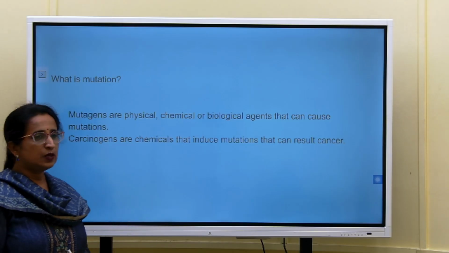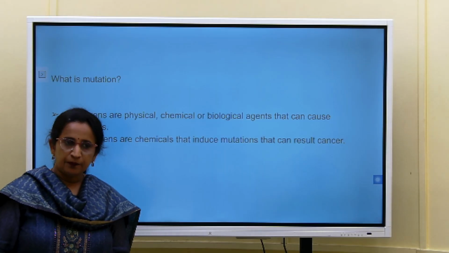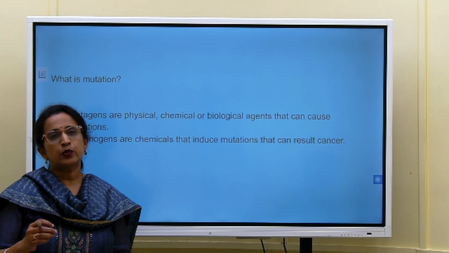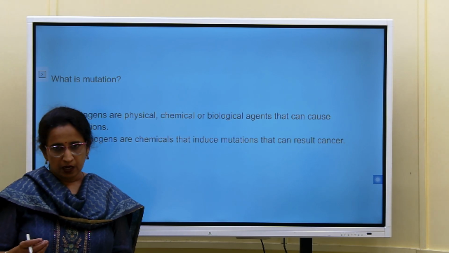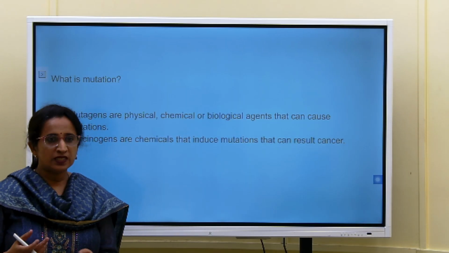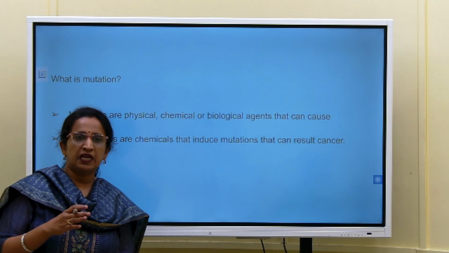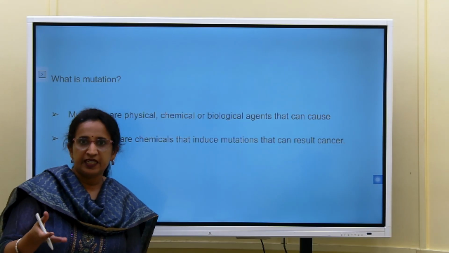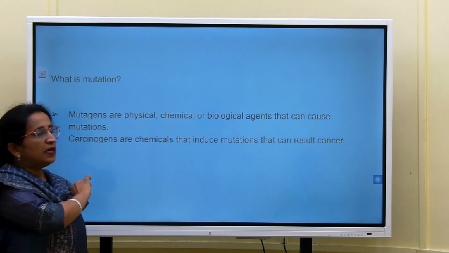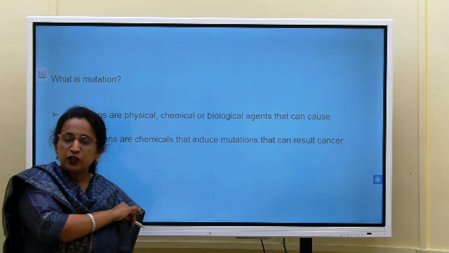Now first let us see what a mutation is. A mutation is a permanent inheritable change in the genetic sequence of an organism. Mutations may not be desirable because they change your original genetic makeup, that is the wild type genetic makeup or the wild type gene. So many of these chemicals that we talked about could cause mutations in your DNA, which could be harmful.